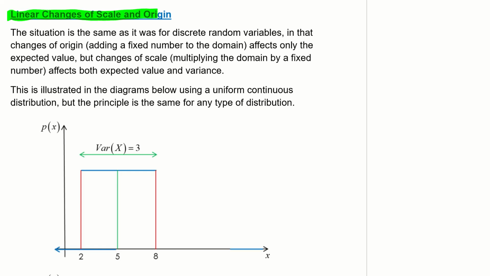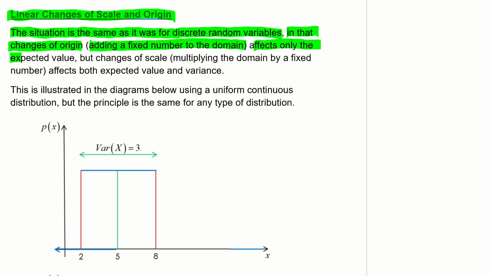Linear changes of scale and origin, and you're going to find that this is very much the same as when we did this for discrete random variables. So the situation is the same as it was for discrete random variables, in that changes of origin, adding a fixed number to the domain, affects only the expected value, but changes of scale, that's multiplying the domain by a fixed number, affects both expected value and variance.